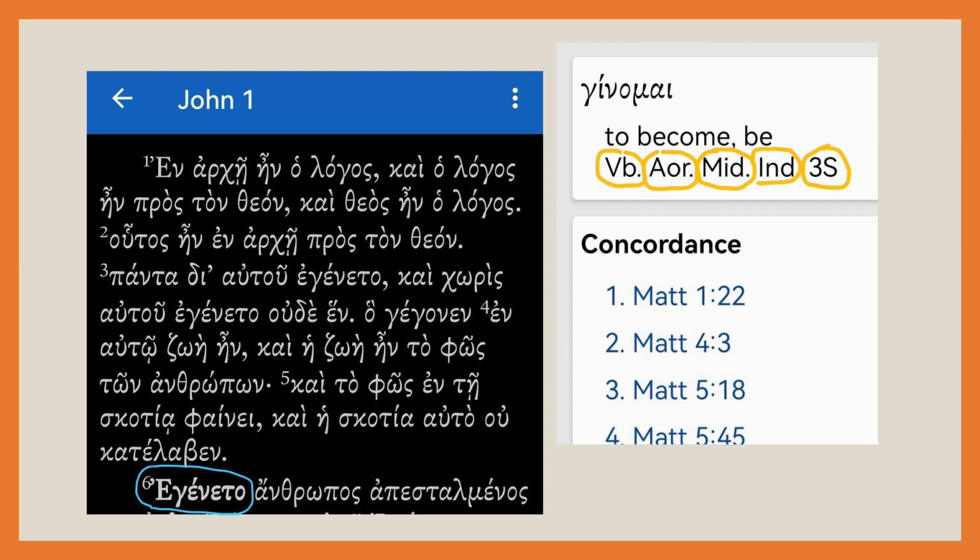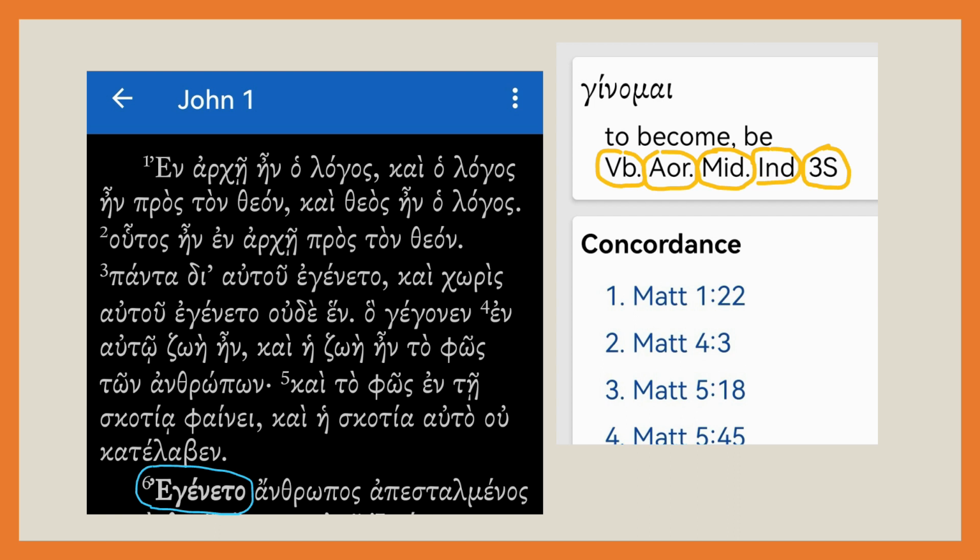Before I do that, I'll just point out also that some of these apps will also give you a concordance. I've just cut off the top part of it, but this page would show me all the different places that word occurs in the New Testament. Now, as I said, verbs like this can come in many different forms, and the root form is ginomai in this case.